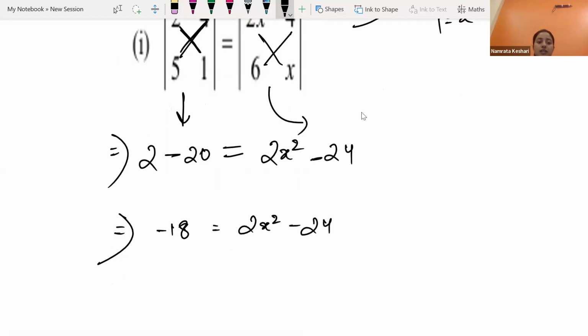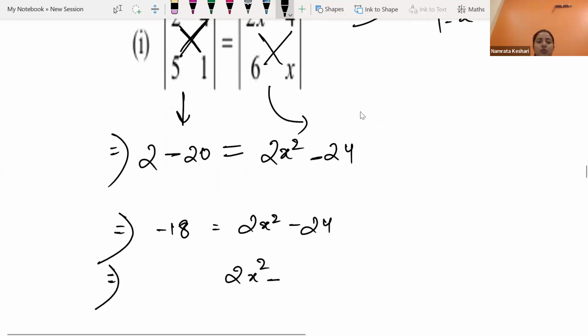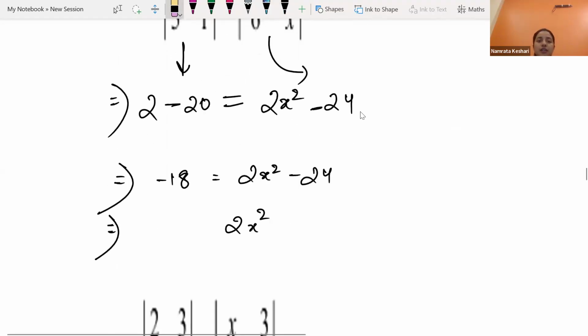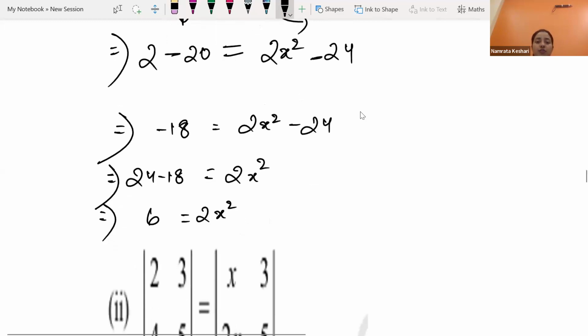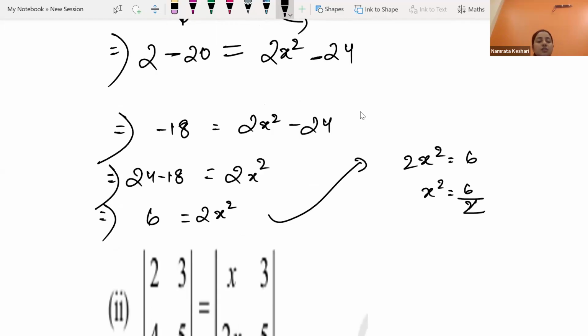Let's keep it on one side. So 2x square minus, here we are having just 24, so no need to keep it on one side. Directly we can take the numbers to the other side. So 24 minus 18, that is 6, equals 2x square. Now we are getting that 2x square is equal to 6. X square is equal to 6 by 2, that means 3. The x value we are getting is plus minus root 3.